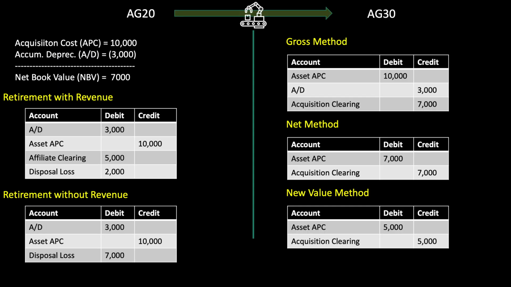So these are the 3 different transfer methods: gross, net, and the new value. Now we understand the difference between them and the impact on the accounting entry and on the valuation of the asset in the receiving company code. The second point we need to understand for automatic intercompany transfer in SAP is something called the relationship type. This is the relation between the sending and the receiving company code.